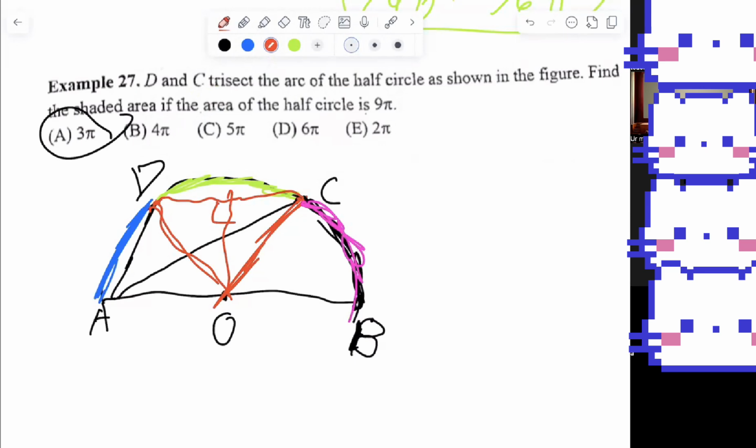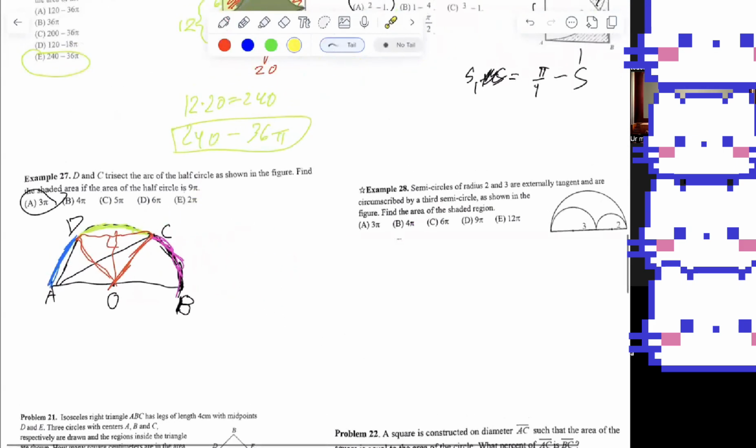So this arc, this sector right over here, shaded in green, has the same area as the sector shaded in yellow. And since that sector covers 1/3 of the half circle, and the area of the half circle is 9 pi, it's 1/3 times 9 pi, or 3 pi. So that's the answer, 3 pi.